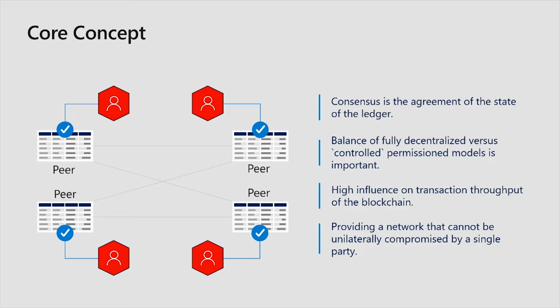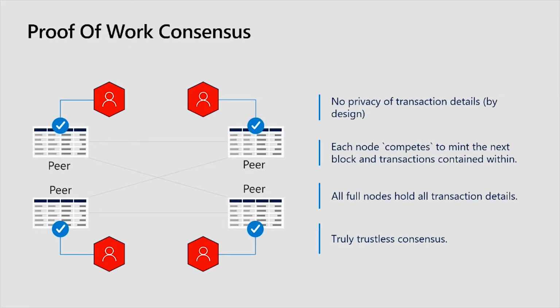The first one I want to talk through here is proof of work, which is primarily seen in public blockchains today. So Bitcoin, public Ethereum, these types of systems are relying on proof of work. Proof of work basically has no privacy on transaction details by design.